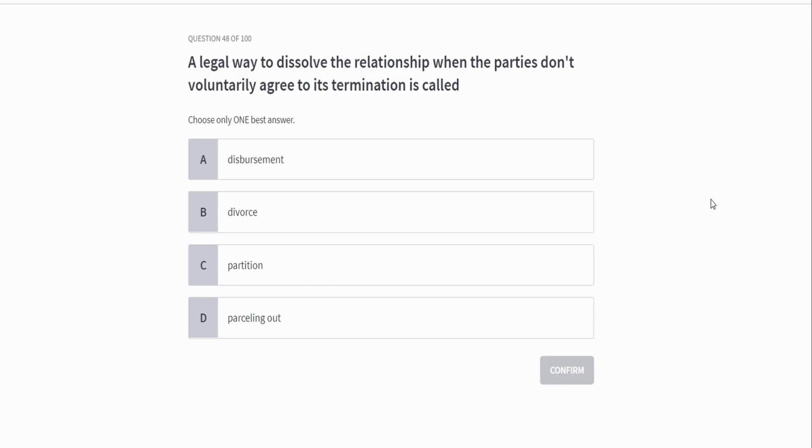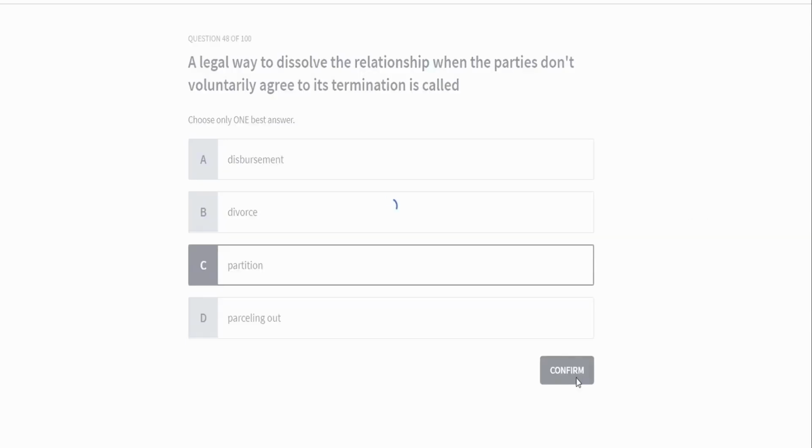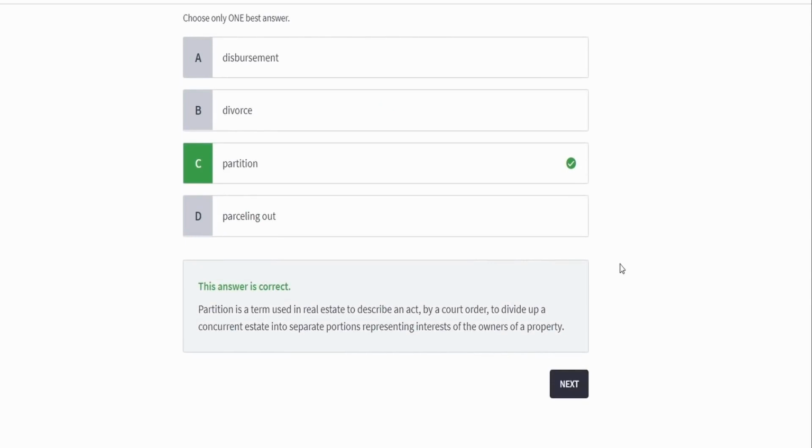Alrighty, so what is our answer for this one? Well, it's going to be C, partition. This is one of those legal vocab words that you need to be familiar with. Partition is a term used in real estate to describe an act by court order to divide up a concurrent estate into separate portions representing interest of the owners of a property.